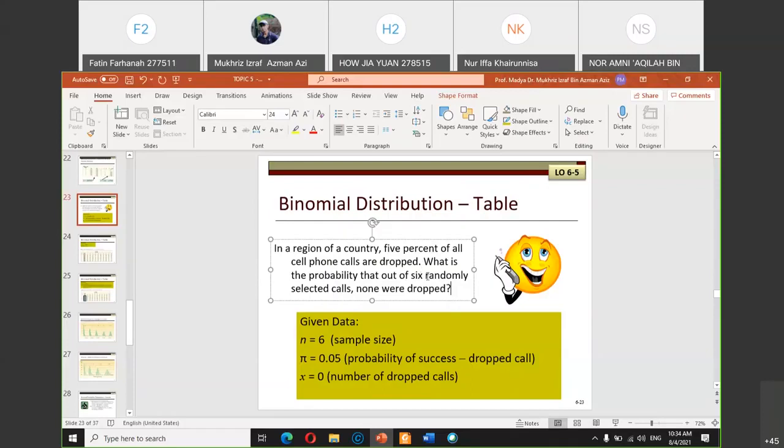From this statement, there are 2 pieces of information. One is the number of trials, and the other is the x value that you are looking for. What is the probability that out of 6 randomly selected calls? This refers to the number of trials or the sample size. So from 6 events, or 6 trials, or 6 calls, what is the probability that 0 will drop? It's similar to the previous one. You are calculating P(x equal to 0).